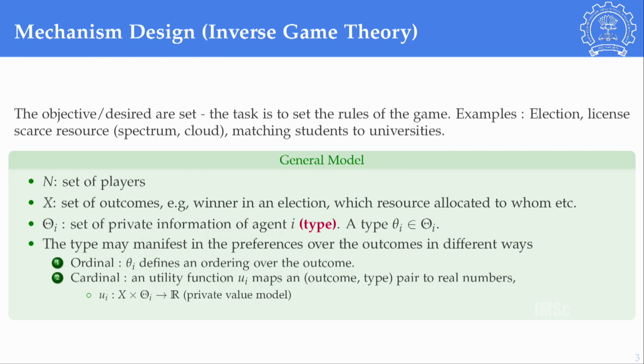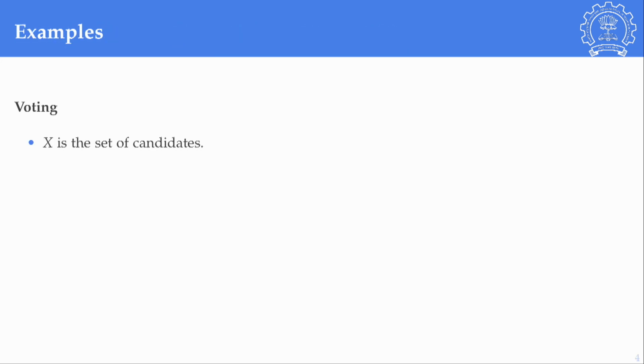Because we are discussing auctions, we use the cardinal setup, but it is good to know that the ordinal setup also exists, particularly in the setting of voting, which someone will cover. We will see ordinal preferences rather than cardinal preferences. There is another setup which is called interdependent. We will not use it, so let us not discuss it.